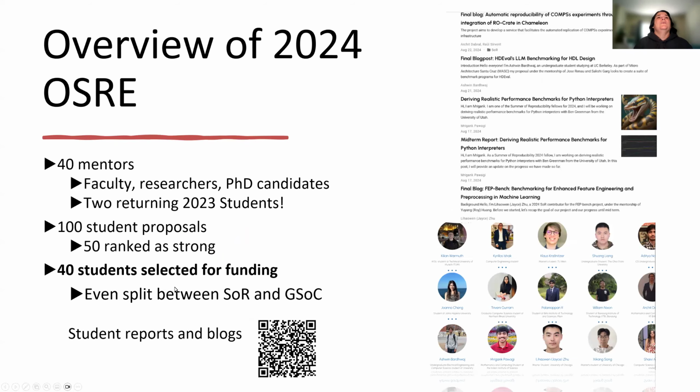Now for last year's program, we had an increase. Every year we seem to have more and more students and mentors working with us. It's been very exciting growth over the last few years, particularly since 2021. So last year we had 40 mentors working either through GSoC or through Summer of Reproducibility, and a few that were more other independent sponsors.